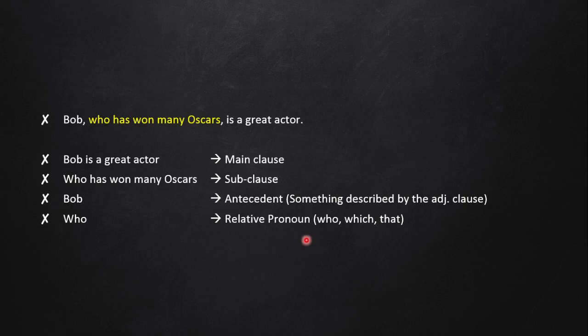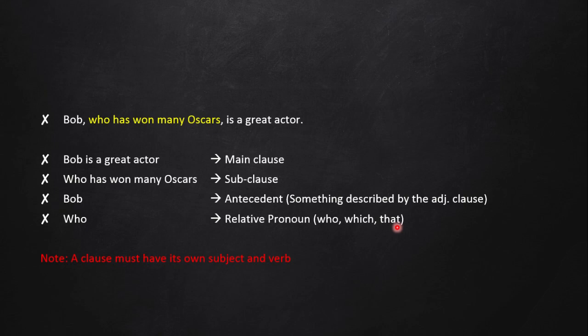There are three relative pronouns that we can use in relative clause as subject. We can use who, we can use which, we can use that. We use who for person, we use which for non-person, we use that for person or non-person. Once again, who for person, which for thing, and then that is for person or non-person.